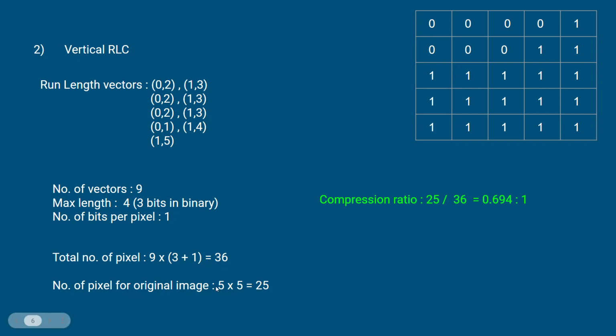And the number of pixels for the original image is, as we know, a 5 cross 5 image, that is 25. Here the compression ratio is the original image upon the image we have got from RLC, that is 25 upon 36. Here we can see that the compression ratio is less than 1. Therefore, we can conclude that even after compression, the number of bits is not reduced. So we should always be concerned about the appropriate compression technique we are going to use.